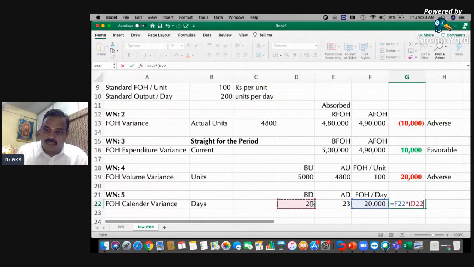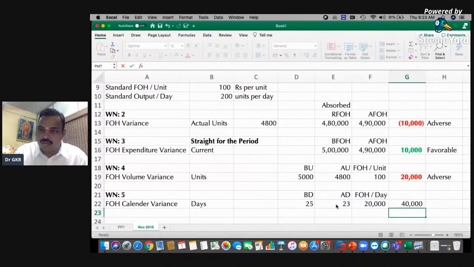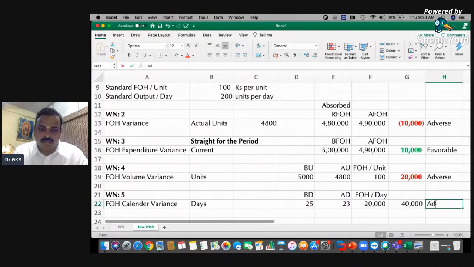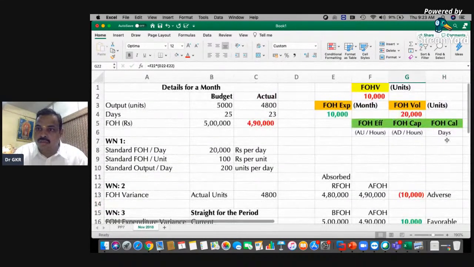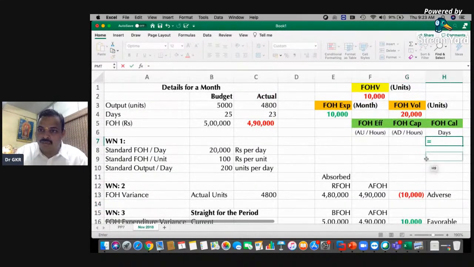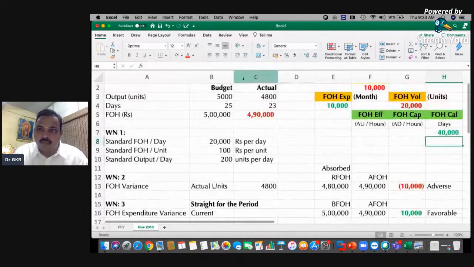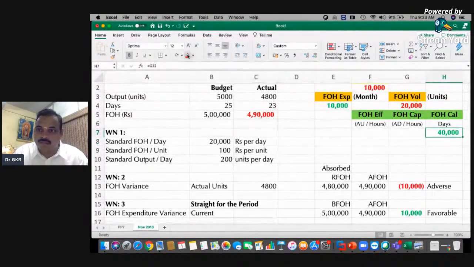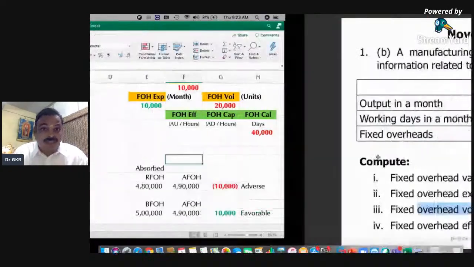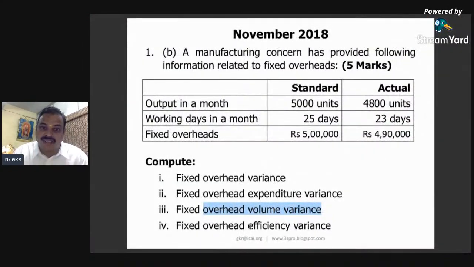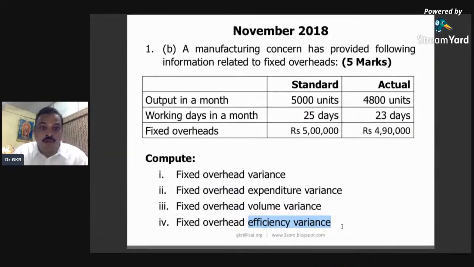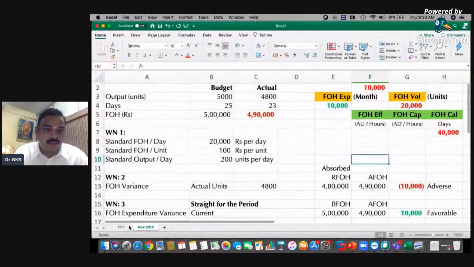So 25 minus 23 gives 40,000 adverse. Why adverse, guys? That's all. So calendar variance is 40,000 adverse. But the question doesn't ask calendar. They ask efficiency. All of you know what efficiency means.